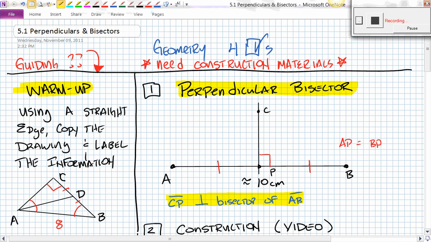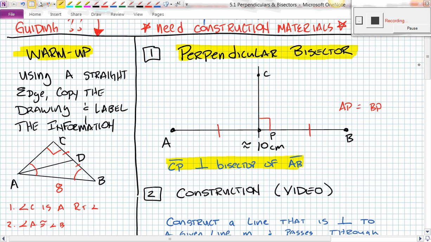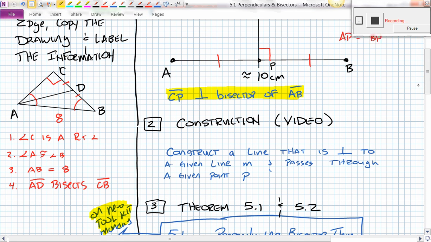I'm going to start with a warm-up over here on the left-hand side of the guiding questions. It says, using a straight edge, copy the diagram and label the information below. So I've already done it for you, so I'm just going to talk about it. I have this triangle here.